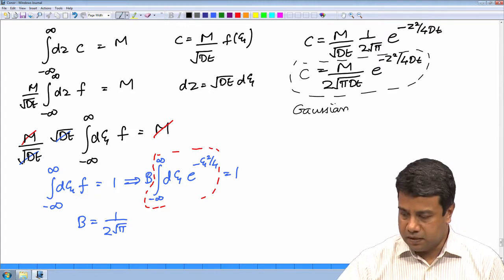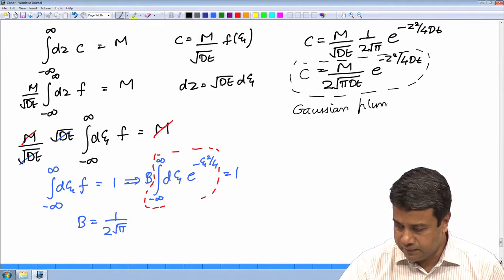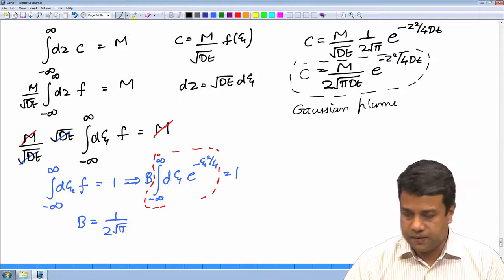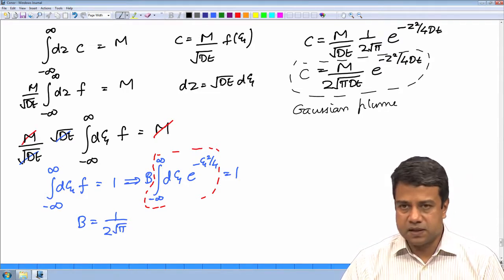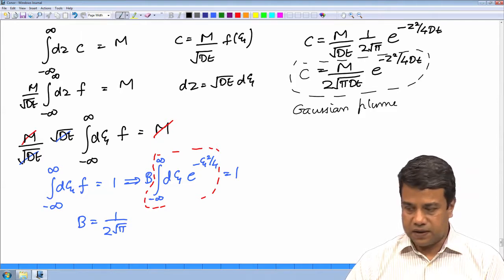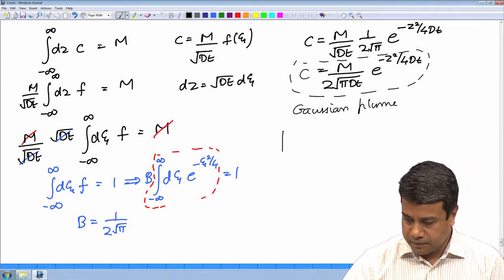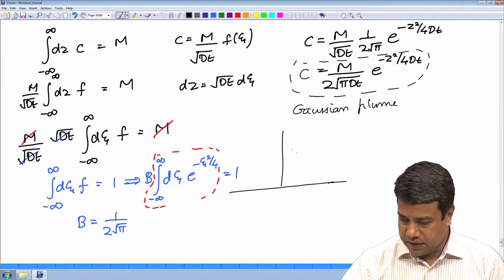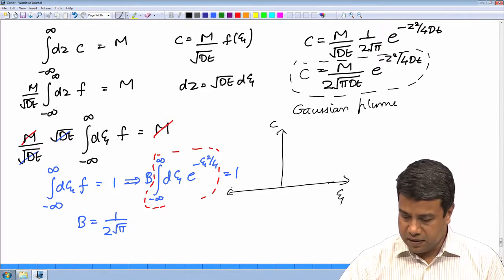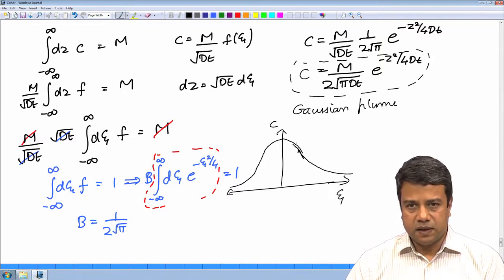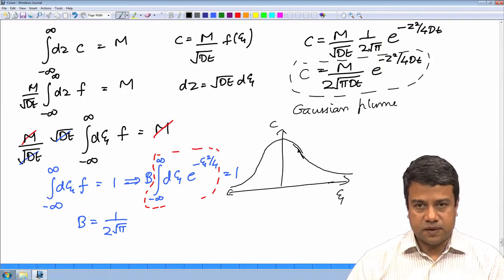It goes by the name of a Gaussian plume, the concentration field due to the spreading of a scalar. As you can see, it decreases as a bell-shaped curve, a Gaussian curve. So the curve C as a function of psi is a bell-shaped curve, symmetric, goes to 0 at plus or minus infinity. So it is a Gaussian curve. The area under the curve is always preserved.